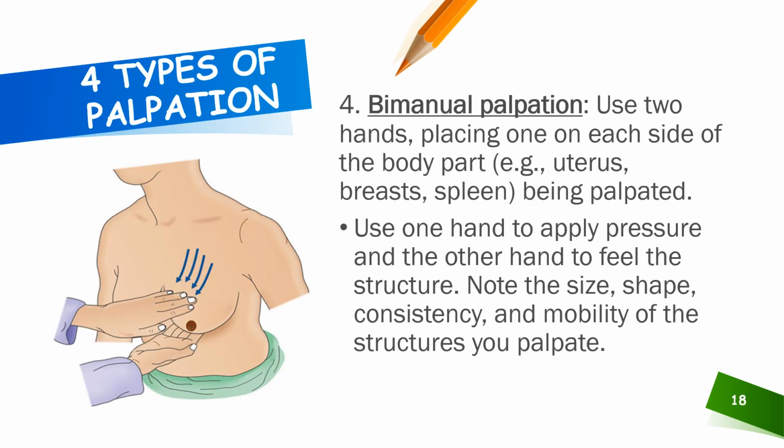And the last type of palpation is the bimanual palpation. Use two hands, placing one on each side of the body part. For example, when you palpate the uterus, the breast, or the spleen. Use one hand to apply pressure and the other hand to feel for the structure. Note the size, shape, consistency, and mobility of the structure you palpate.